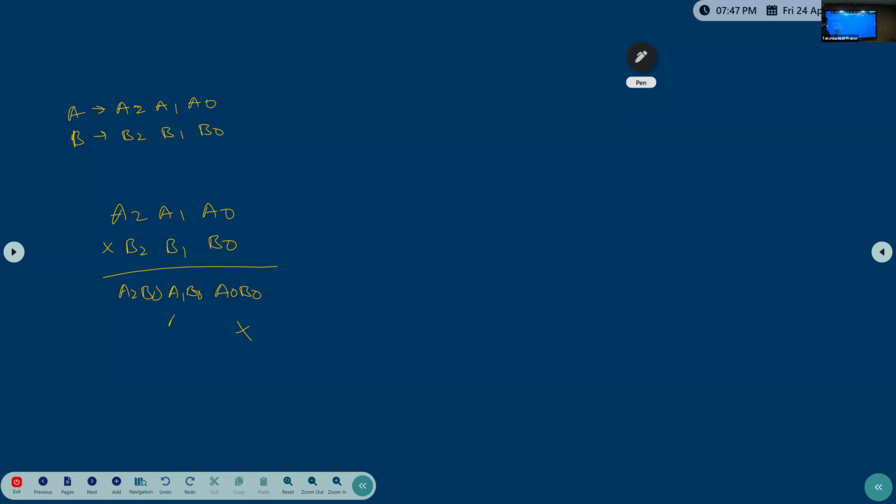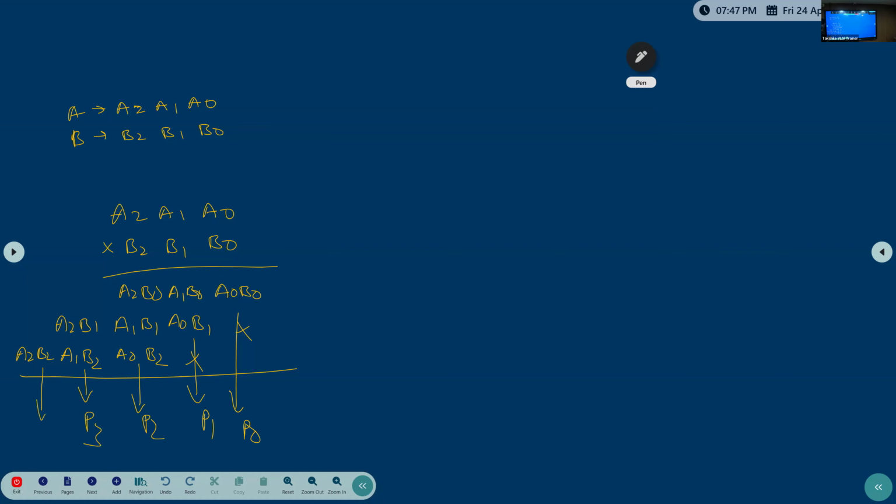Next row: A0 B1, A1 B1, A2 B1. Then A0 B2, A1 B2, A2 B2. Clear? These give product 0, product 1, product 2, product 3, product 4.